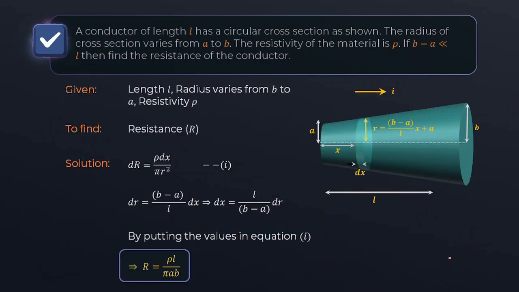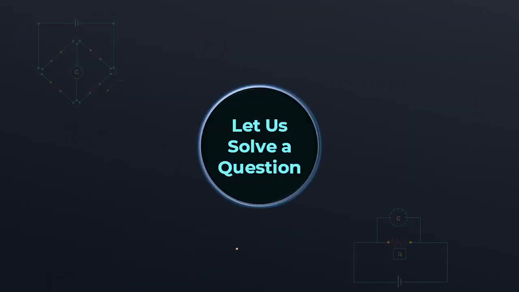Now next, here what we have done, the same thing they have done. So here now length is A, and the radius A and B are two different things. dR is rho ds upon pi r square, and dR we can find, and then we can put the value and do the integration, which we have already done. So resistance is rho L by pi AB. What we have done is correct, right? Simple, easy.